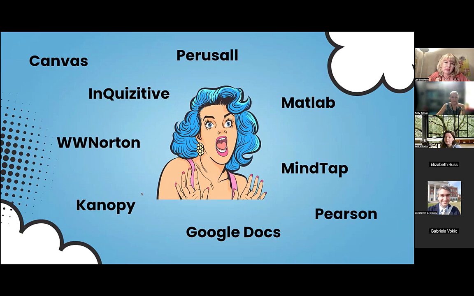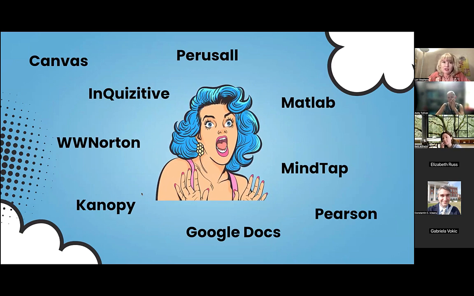So we have to think about where they're coming from. They are in all of these different classes. They're using Canvas in all of them, we hope. But there's Inquisitive that we use in Writer, there's Perusall, there's MATLAB, there's MindTap, Pearson eBooks, Norton eBooks, Canopy, Google. I mean, there are all of these apps that the students have to use, and we can link them to Canvas, but they still have to go in and sign in, and it's a different platform, and it can be just confusing in general. So we're asking our students to do a lot of things.